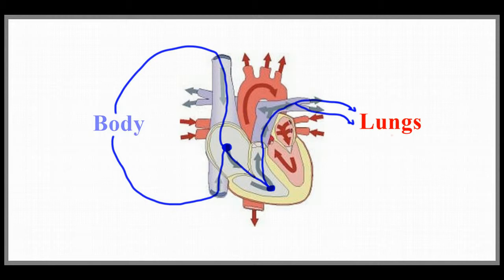Oxygen-rich blood returns to the heart via the pulmonary veins and enters into the left atrium, which contracts and sends the blood to the left ventricle, which contracts, sends it out of the aorta and back to the body.